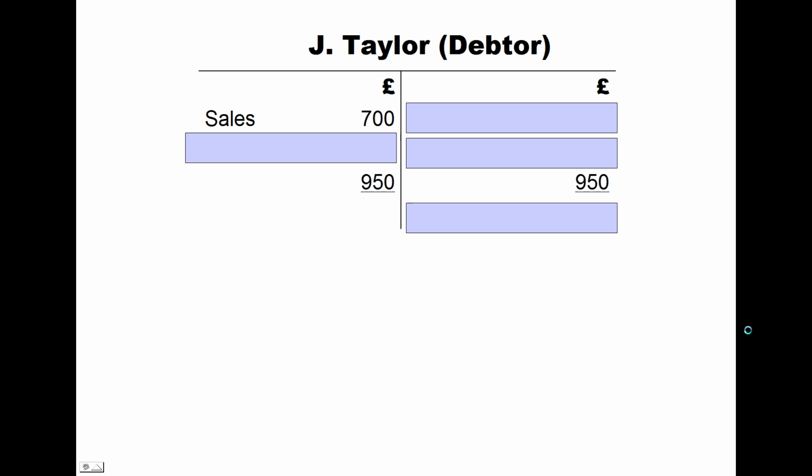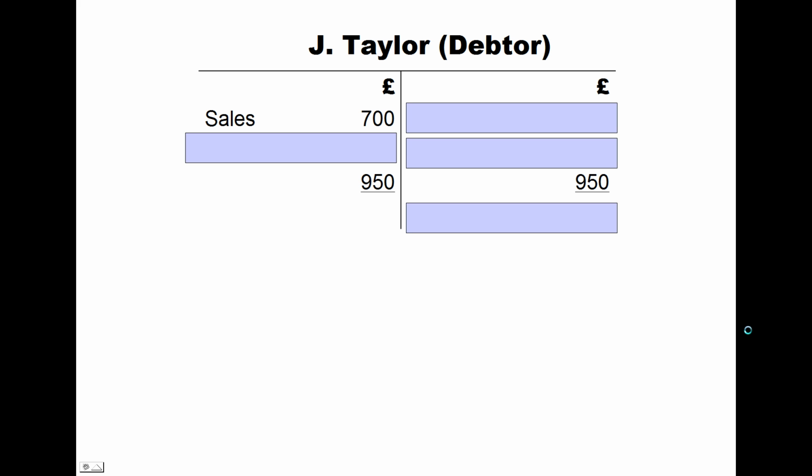So there is the £700 recording of the sale. For a sale to a debtor, the double entry would be to debit the debtor account, which we've done. Debit means to write on the debit side, the left side, and we're crediting the sales. I'm not showing you the sales account, I don't need to, but that's where the credit entry would be. So it's £700 of sales.